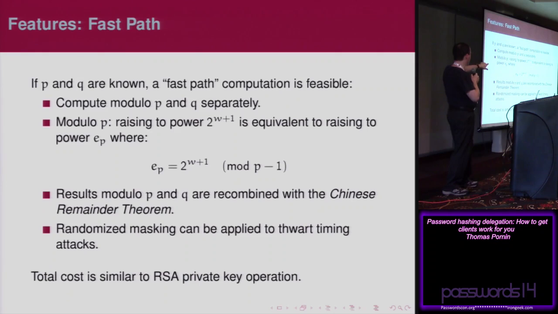and on a field, you've got more mathematics, and you can first reduce the exponent modulo P minus 1, and then you'll get a much shorter exponent, and you can do the exponentiation with this shorter exponent, so it will be much faster. And then you recombine everything with the Chinese remainder theorem. And basically, you can do the hash in a cost which is similar to RSA private key operation.